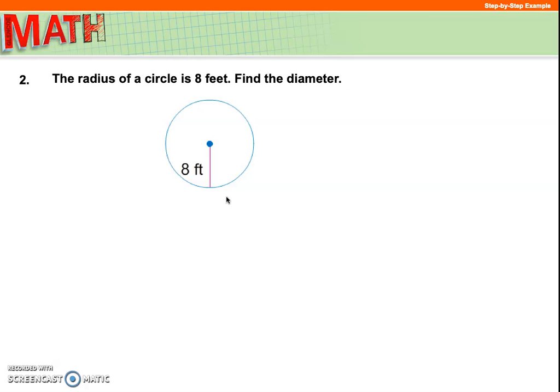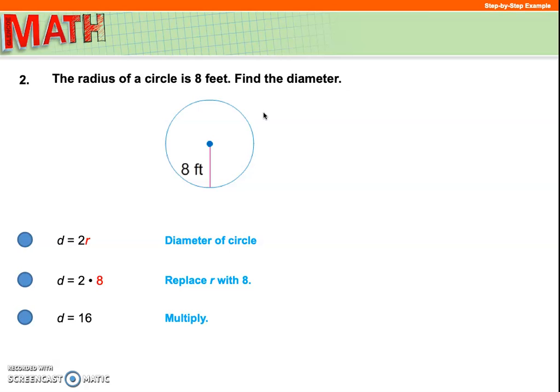Now we have a circle with a radius that happens to be 8 feet. What's the diameter? So we know how far it is from the center point out. It's going to be 8 feet. It's going to be another 8 feet over there. So, of course, we know that the formula is the diameter equals 2 times the radius. Then we multiply 2 by our radius of 8. And then finally, we get a diameter of 16 when we multiply. So the diameter is 16 feet.